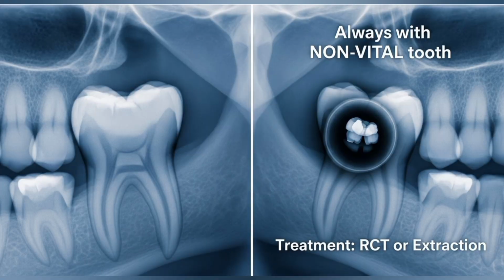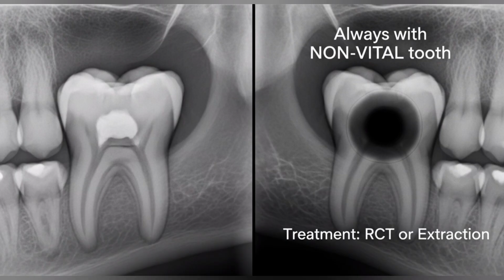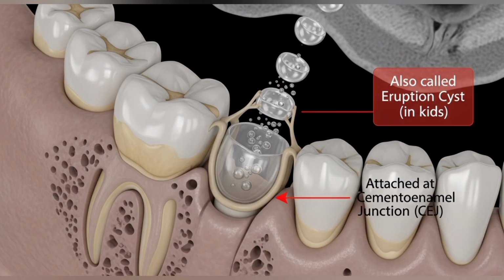2. Dentigerous cyst. Next is the dentigerous cyst, the second most common odontogenic cyst. It usually forms around the crown of an unerupted tooth, most often wisdom teeth or canines. On an X-ray, you'll see the dark shadow attached to the crown, near the cemento-enamel junction, CEJ. It happens when fluid builds up between the crown and the reduced enamel epithelium, another developmental tissue. If it happens in a child, it's called an eruption cyst. Treatment: surgical removal, enucleation. In rare cases, it can turn into an odontogenic tumor, so early treatment is important.